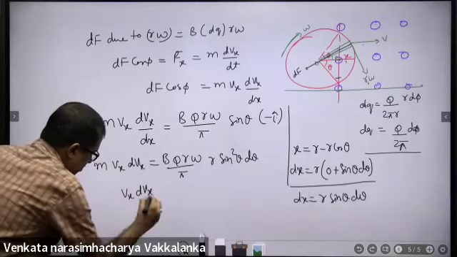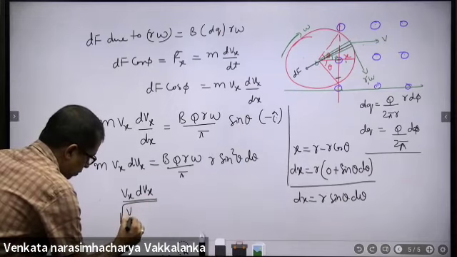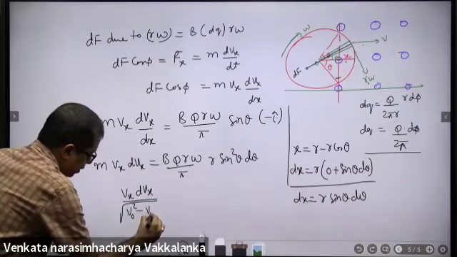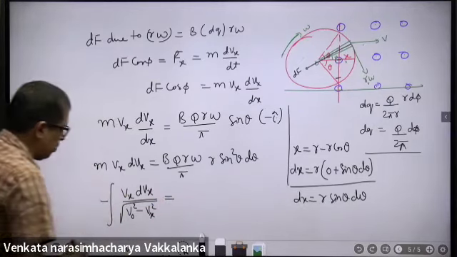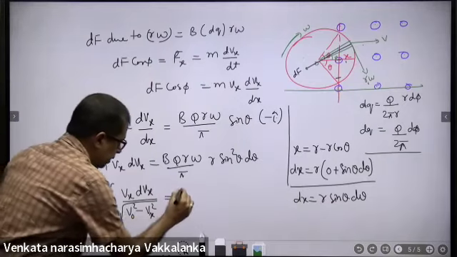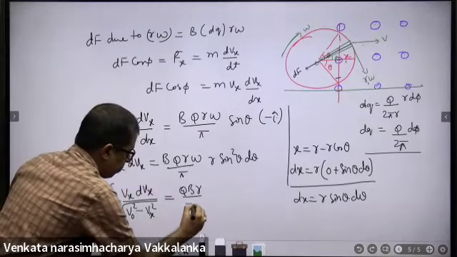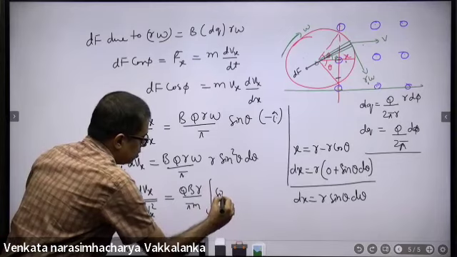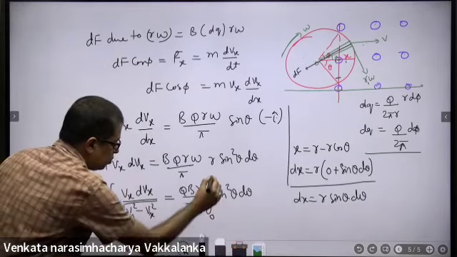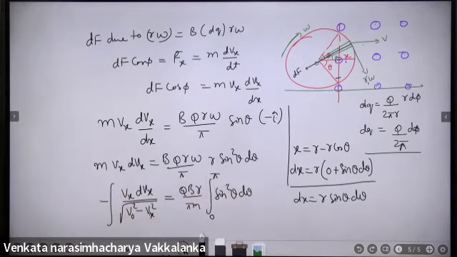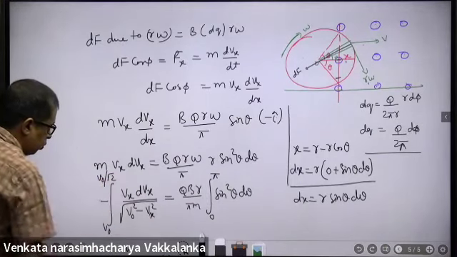Vx dvx upon root over v naught square minus vx square will be equal to, obviously with a negative sign, qbr by pi m integral sine square theta d theta. Theta should go from 0 to pi. Velocity should go from v naught to v naught by root 2.